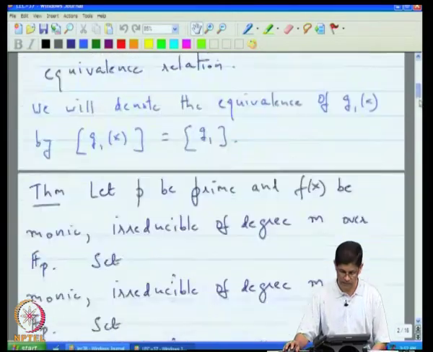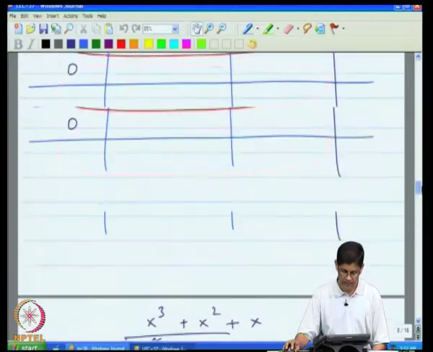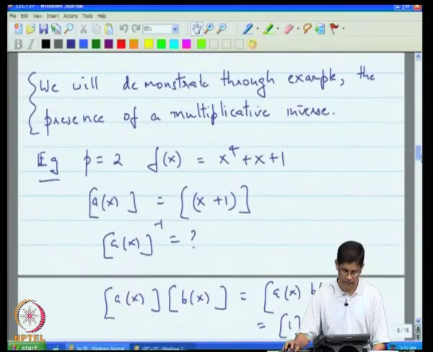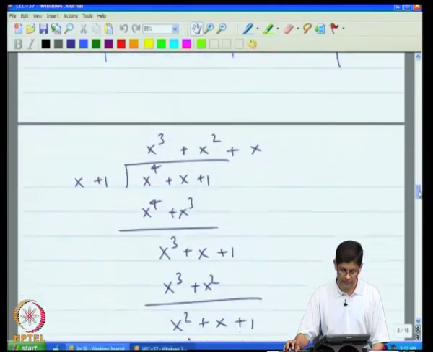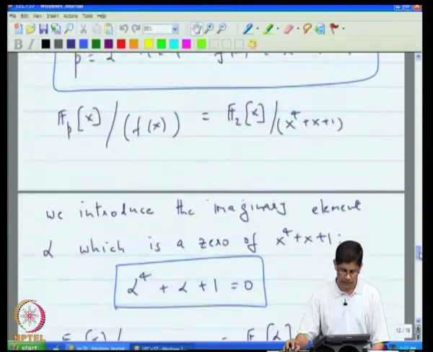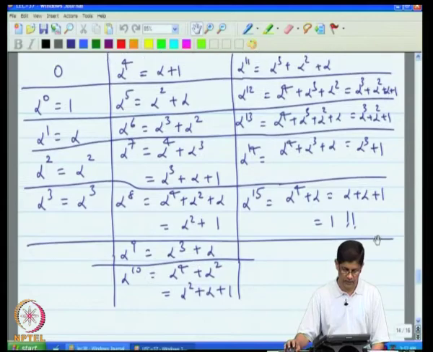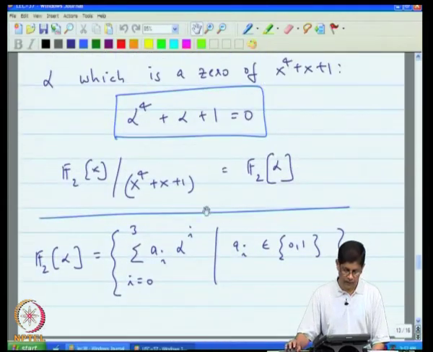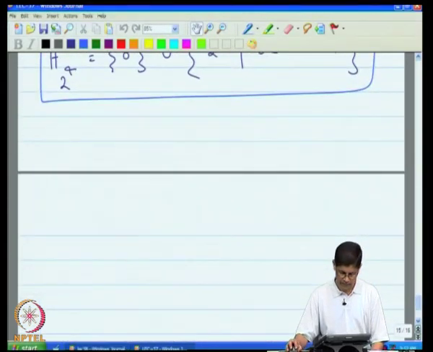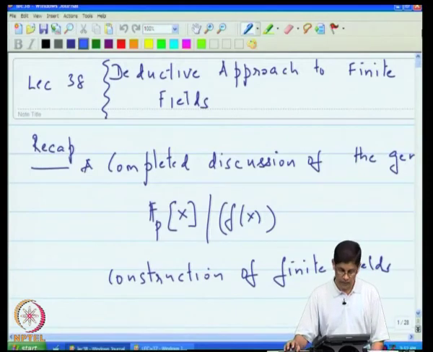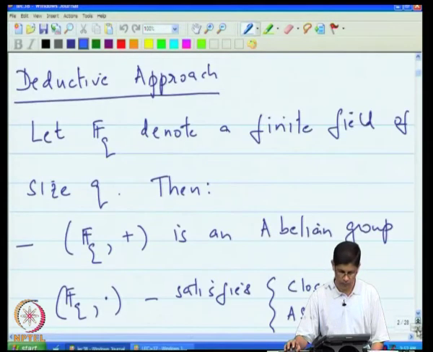We found that this yields a field, and towards the end of the last lecture we took an example, in which the characteristic was 2 and the irreducible polynomial was x^4 plus x plus 1. We carried it out, and I showed you explicitly the finite field in this form, how the elements of a finite field look like. So today we will go towards a deductive approach. Let us begin with the deductive approach.